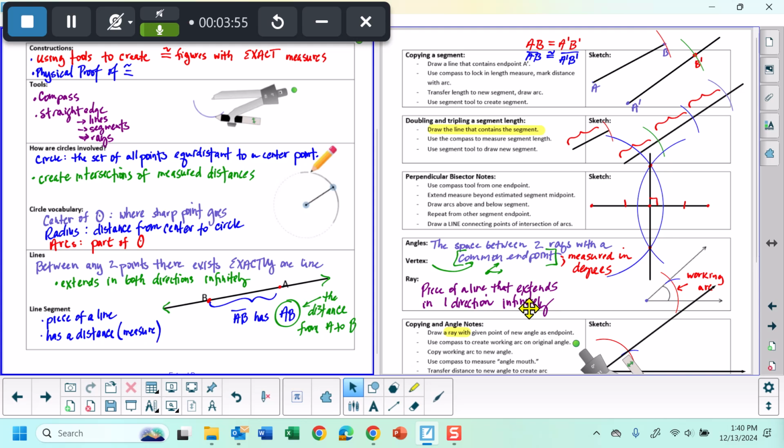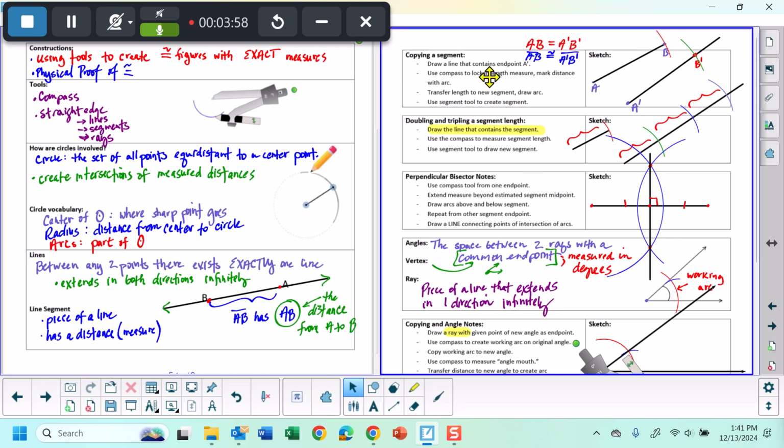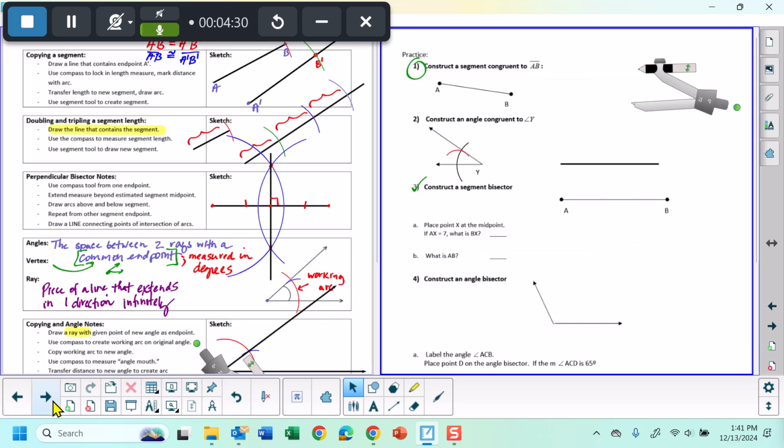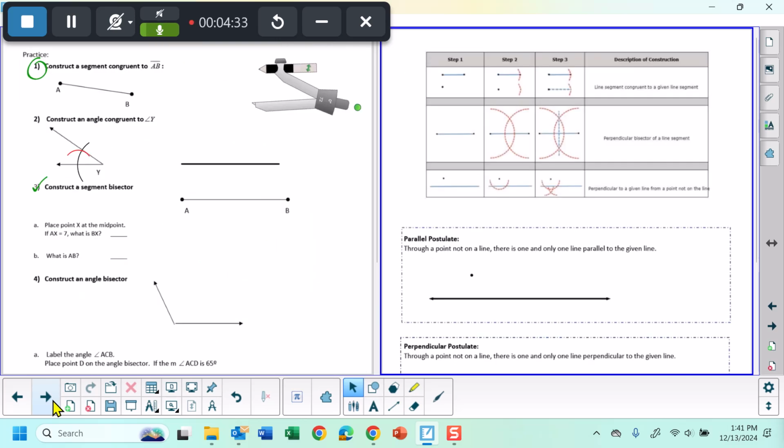On the back of this page, you had conversations about and review of how to copy a segment, double and triple it, and how to make a perpendicular bisector. Hey, I love the perpendicular bisector. The game is in the name. It's perpendicular and it bisects. So anytime we talk about the characteristics of a perpendicular bisector, it evenly divides a segment into two, and it does it with something that creates that right angle, which is important. We learned how to copy an angle and create angle bisectors. You may have had the time to do this practice, maybe not.